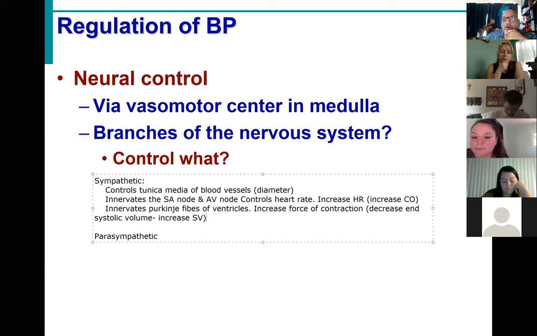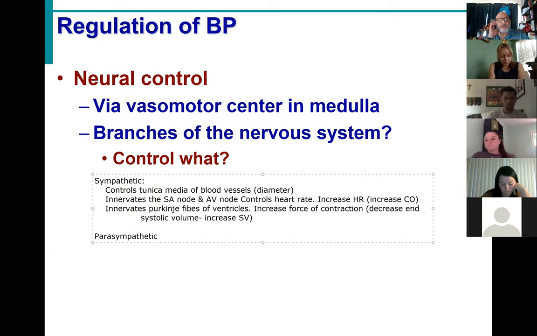Right, so notice these are all three ways that our sympathetic nervous system is capable of influencing blood pressure: directly by changing the diameter of the blood vessels, directly by changing the stroke volume, how much blood we're putting out and affecting that cardiac output, and also directly by increasing the heart rate.